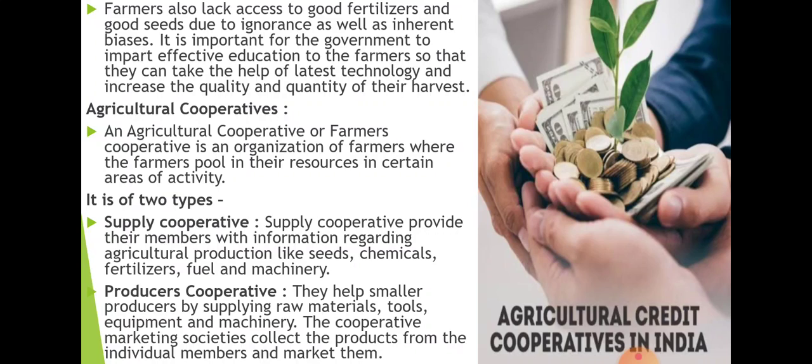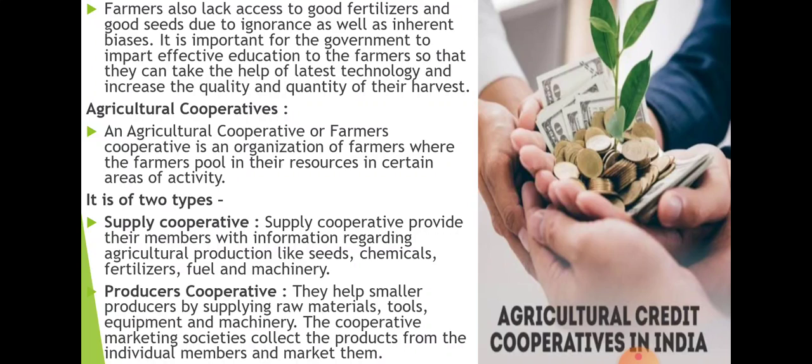Now, the cooperatives are of two types. The first is the supply cooperative, and the other is the marketing cooperative. What is the work of supply cooperatives? Supply cooperatives provide members with information regarding agricultural production, like seed, chemicals, fertilizers, fuel, and machinery. They help the farmer in the field of seed, chemicals, fertilizer, fuel, and machinery, on how to use them, and if the farmers face any problem in purchasing, they can lend them money so that the farmers can purchase.